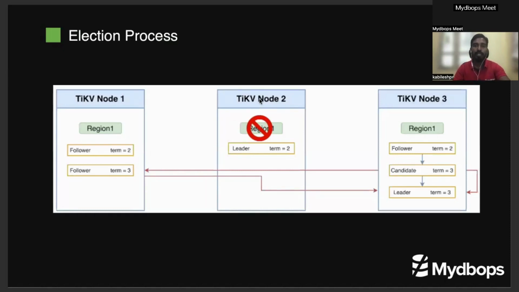For example, TiKV node 2 has region 2 as a leader. If there is a crash, that means this node is not available to emit the heartbeat. The region in TiKV node 3 starts an election and increments the term from 2 to 3. This is the first step, and it becomes a candidate, votes for itself, and sends a voting request to the region in TiKV node 1.